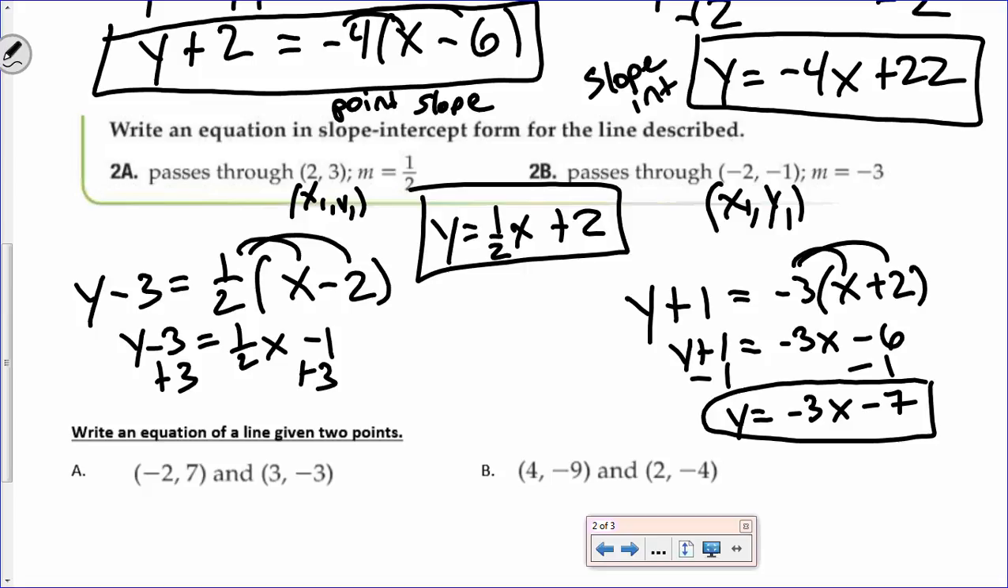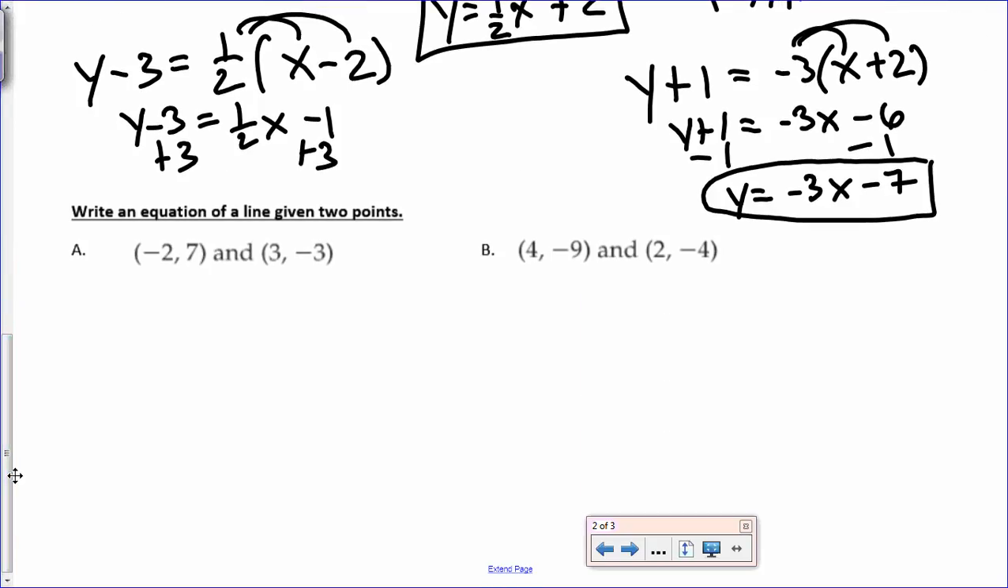As we go on to problems A and B down here, write an equation of a line given 2 points. We haven't done an example like this. Here we need to find the slope. We're not given the slope, so that's the first thing we need to do. We need to choose 1 point and use point slope form, eventually changing this to slope intercept form. So let's get started with that process.